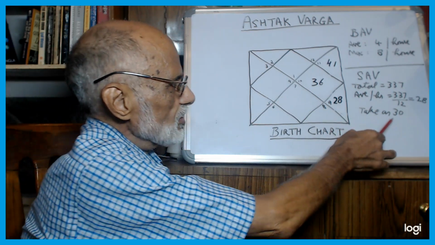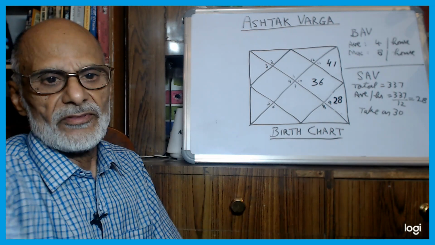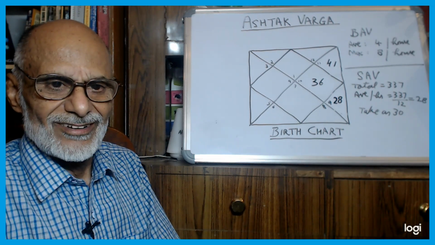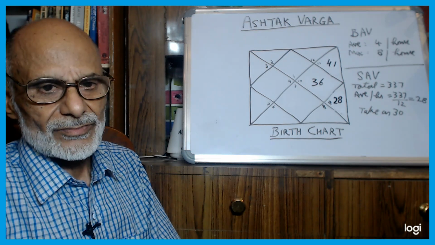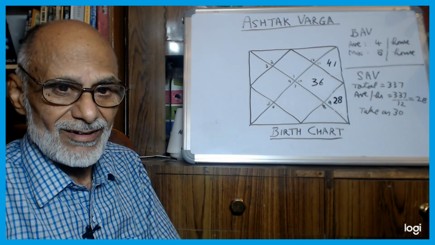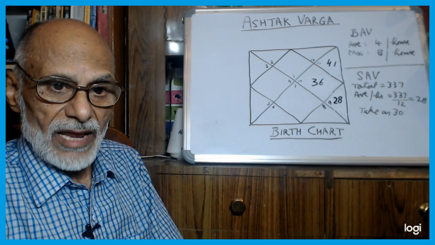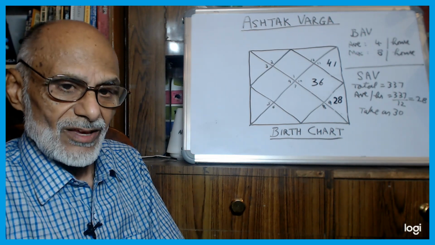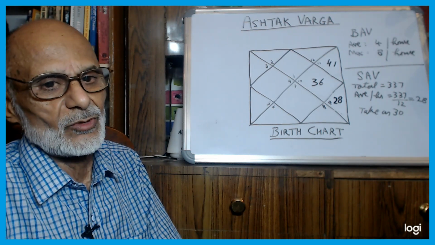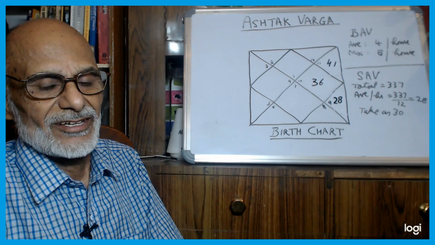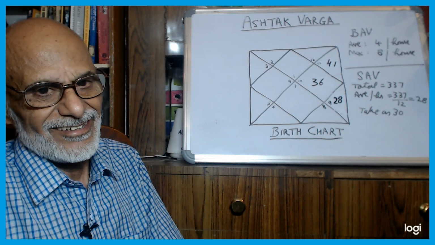Now we generally take it as 30 points. So anything more than 30 is very good. The greater the SAV points in a house in a birth chart, the more efficient the planets signifying that house will be in giving the results pertaining to that house during the periods of the significator planets.